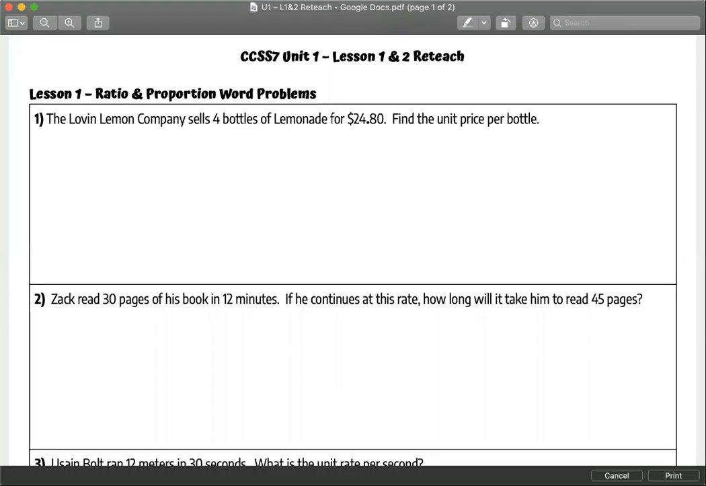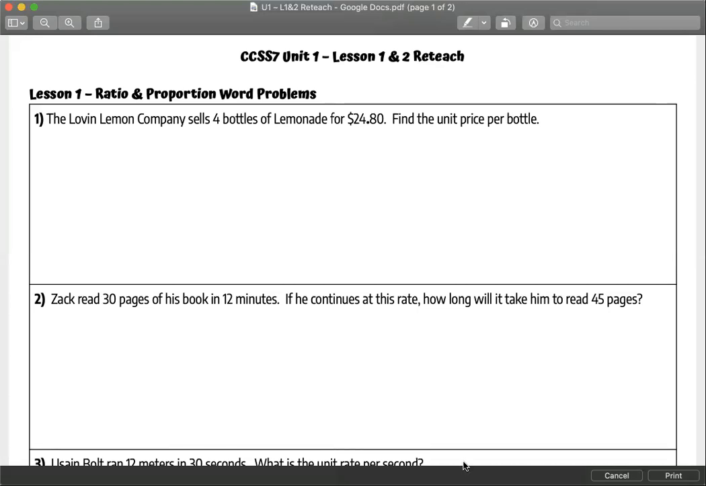All right, we are going to do a reteach for lesson 1 and 2, which is just proportion word problems and fraction unit rates. There are lots of different ways that you can go about solving these problems. You can use just multiplication and division, but if you're in the reteach because you're struggling to decide whether you need to multiply or divide, then my suggestion would be to use a proportion to set it up every single time because it's going to work no matter what.